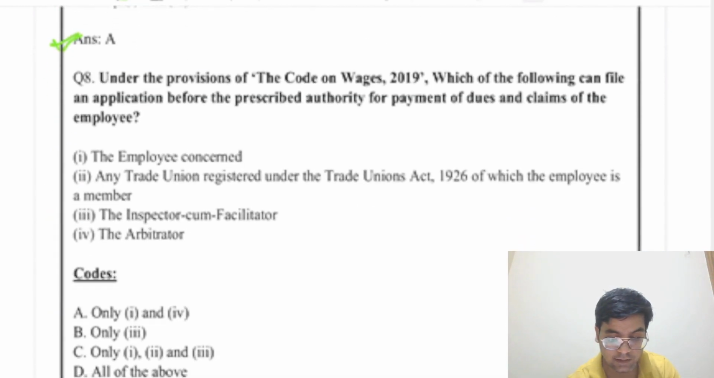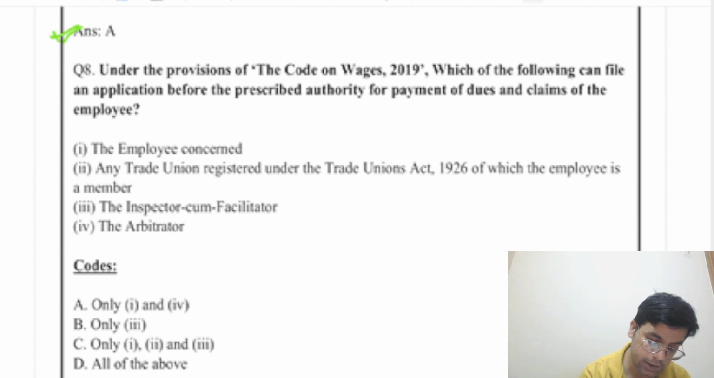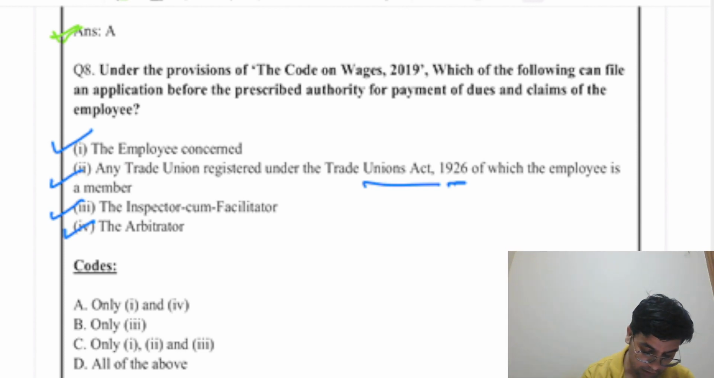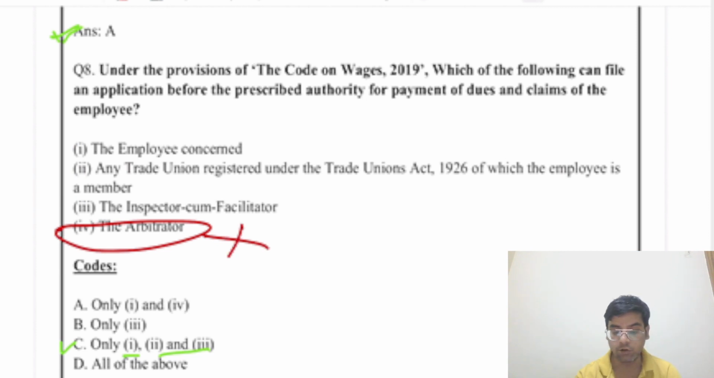Question number 8, which says, under the provision of the Code on Wage 2019, which of the following can file an application before the prescribed authority for payment of dues and claims of the employee? Okay, and options are employee concerned, any trade union registered under Trade Union Act 1926 of which the employee is a member, the inspector cum facilitator, the arbitrator. And the correct answer is C, which is only 1, 2 and 3. Okay, and 4 is not correct. 4, the arbitrator, is not correct. Other than arbitrator, others can file application before the prescribed authority.